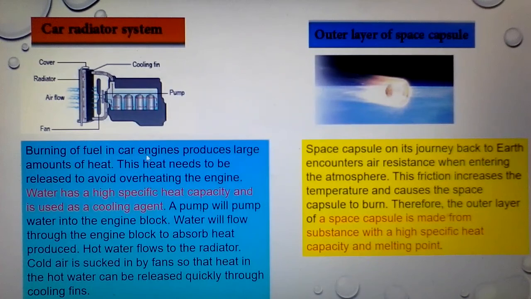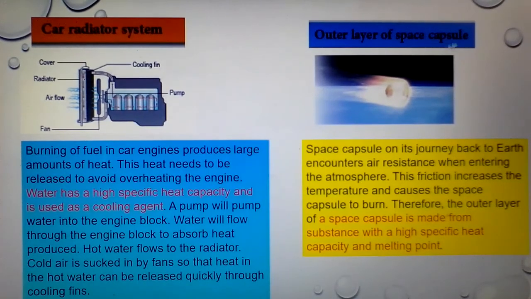Burning of fuel in the car engine produces a large amount of heat. This heat needs to be released to avoid overheating the engine. So how to cool down the engine? We use water because water has high specific heat capacity, so it is used as a cooling agent. A pump will pump water into the engine block. Water will flow through the engine block to absorb the heat produced. Hot water flows to the radiator. Cool air is sucked in by fans so that heat in the hot water can be released quickly through cooling fins. So water is used due to its high specific heat capacity.